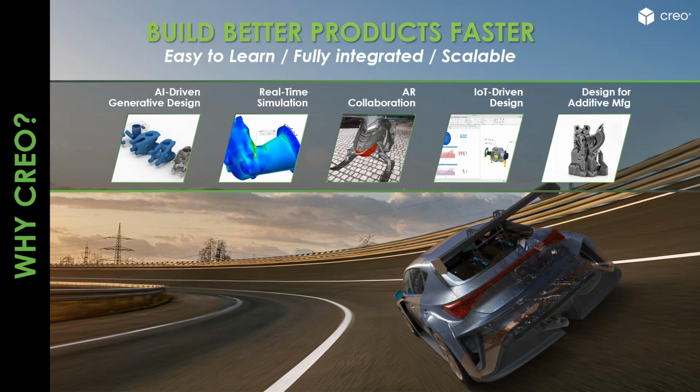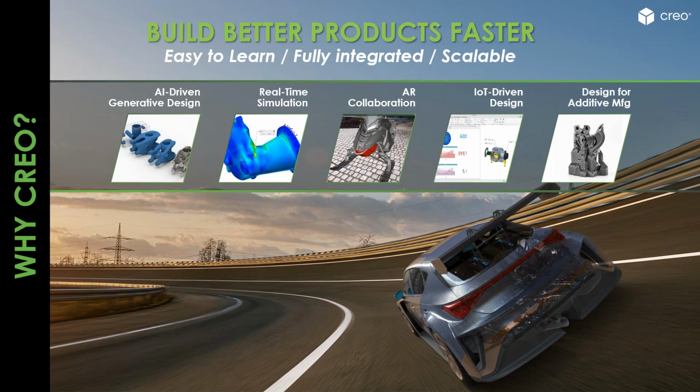Okay, so these are things like AI generative design, real-time simulation for faster simulation results, augmented reality for collaboration and sharing of your designs quickly and easily with customers and suppliers around the world. IoT-driven design, if you're looking to build smart connected products and utilizing that data from the field to help you improve and design new or better versions of your products. And design for additive manufacturing, as that's becoming more and more common as we start to actually print production parts.